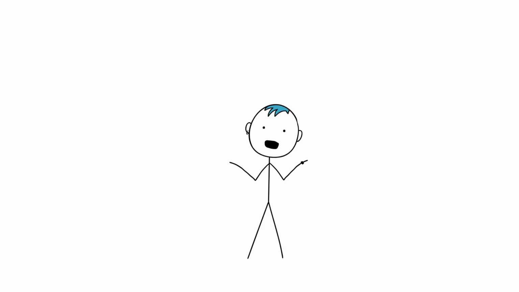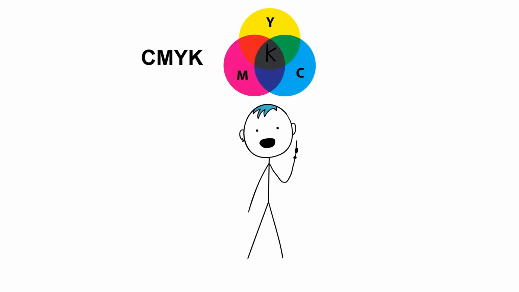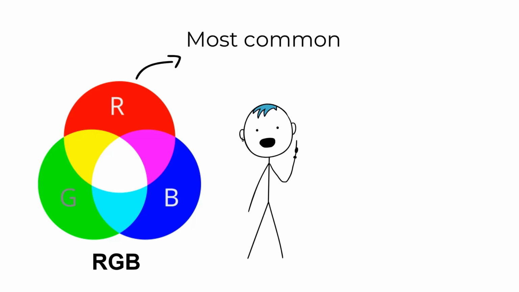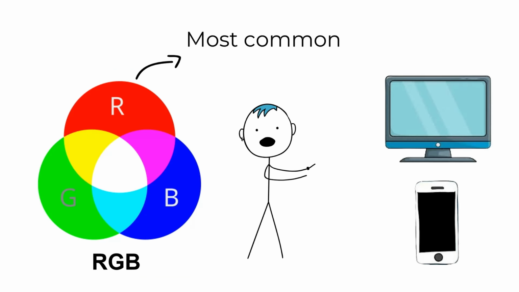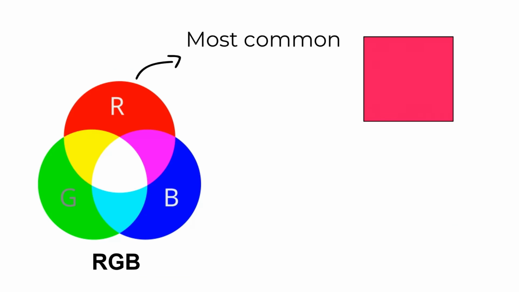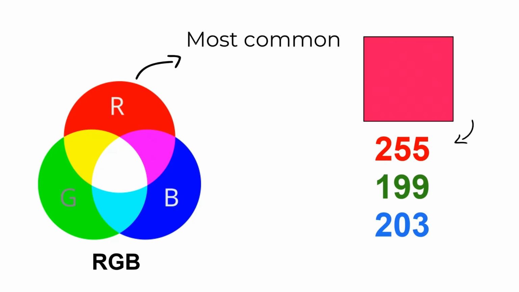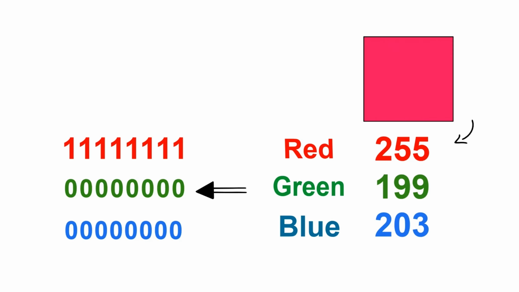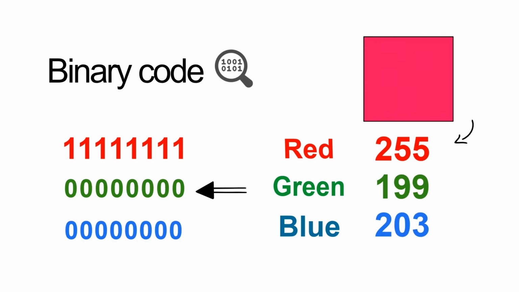As you might know, we have different color systems such as CMYK, Pantone, and RGB, which is the most common and widely used system, especially for screens and digital displays. In this system, a color is a combination of three numbers, one each for the intensity of red, green, and blue. Your computer stores all of these numbers in its native language, binary code.